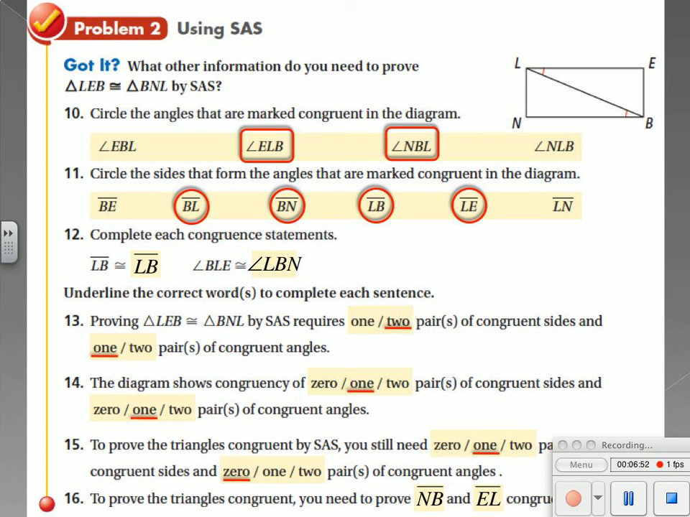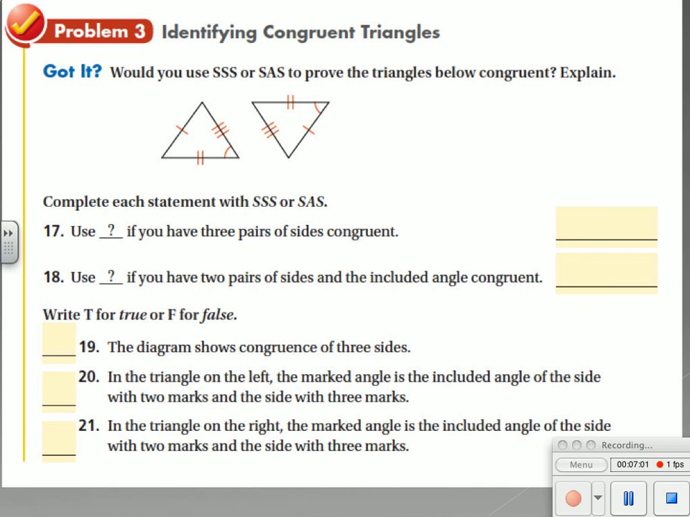All right, so we're not going to actually do the proof. That's just what we need to prove in order to solve this problem. Let's go on to the next problem, problem 3, identifying congruent triangles. Would you use SSS or SAS to prove the triangles below congruent?